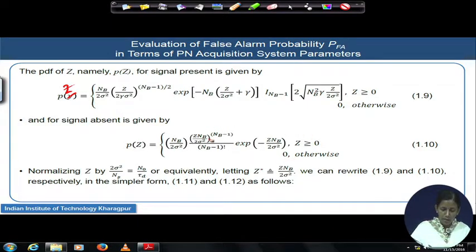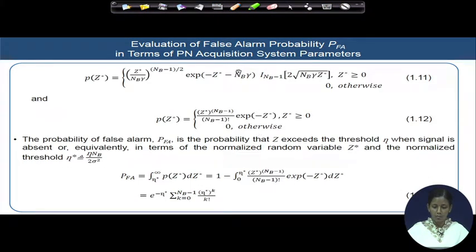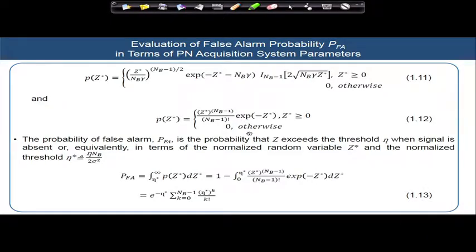Now, see here we have a term Z n_b by 2 sigma square, which is basically normalizing Z by the term 2 sigma square by n_b. So, we will substitute this expression by Z star. If I do it, then for both expressions, with signal present and signal absent, we end up with two more expressions given in 1.11 and 1.12.